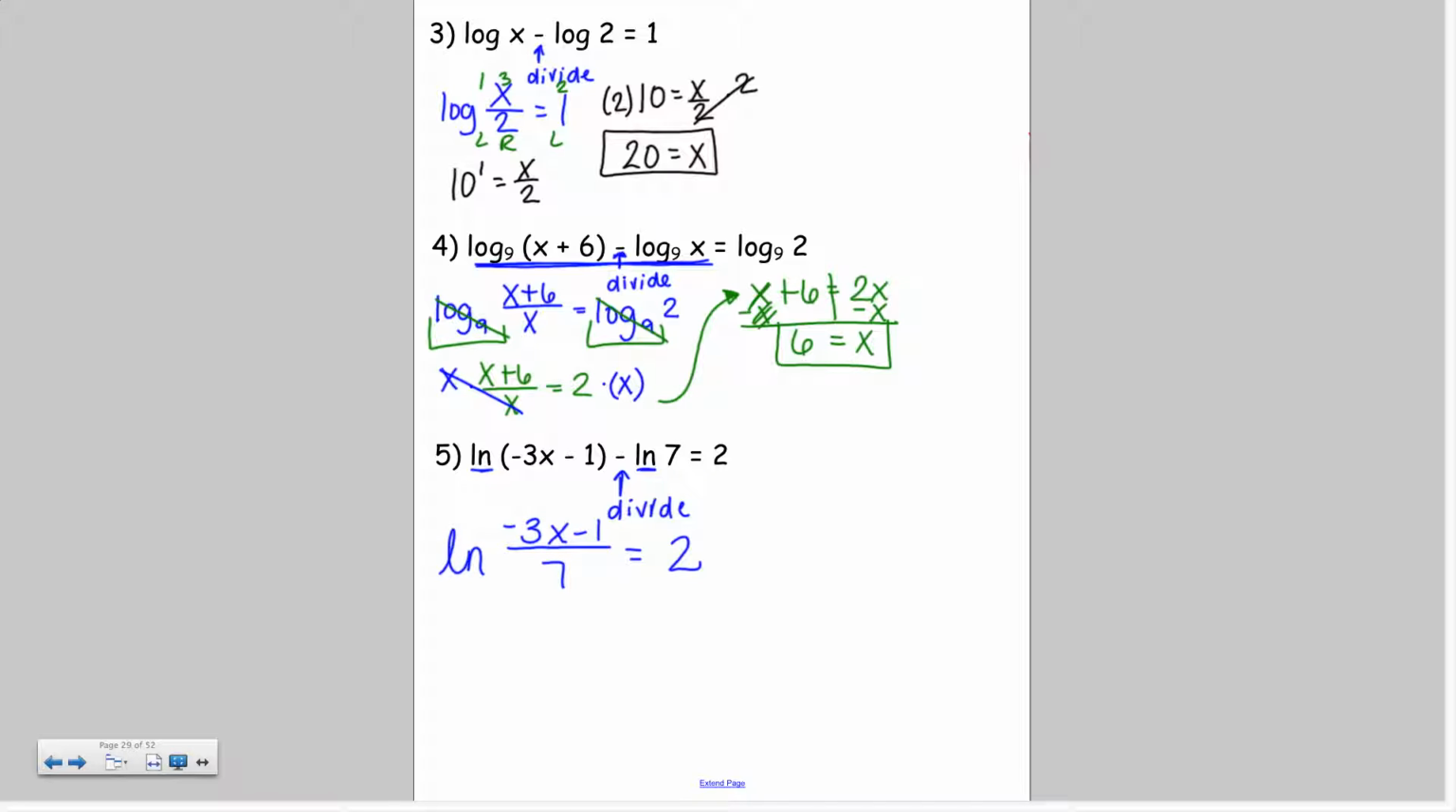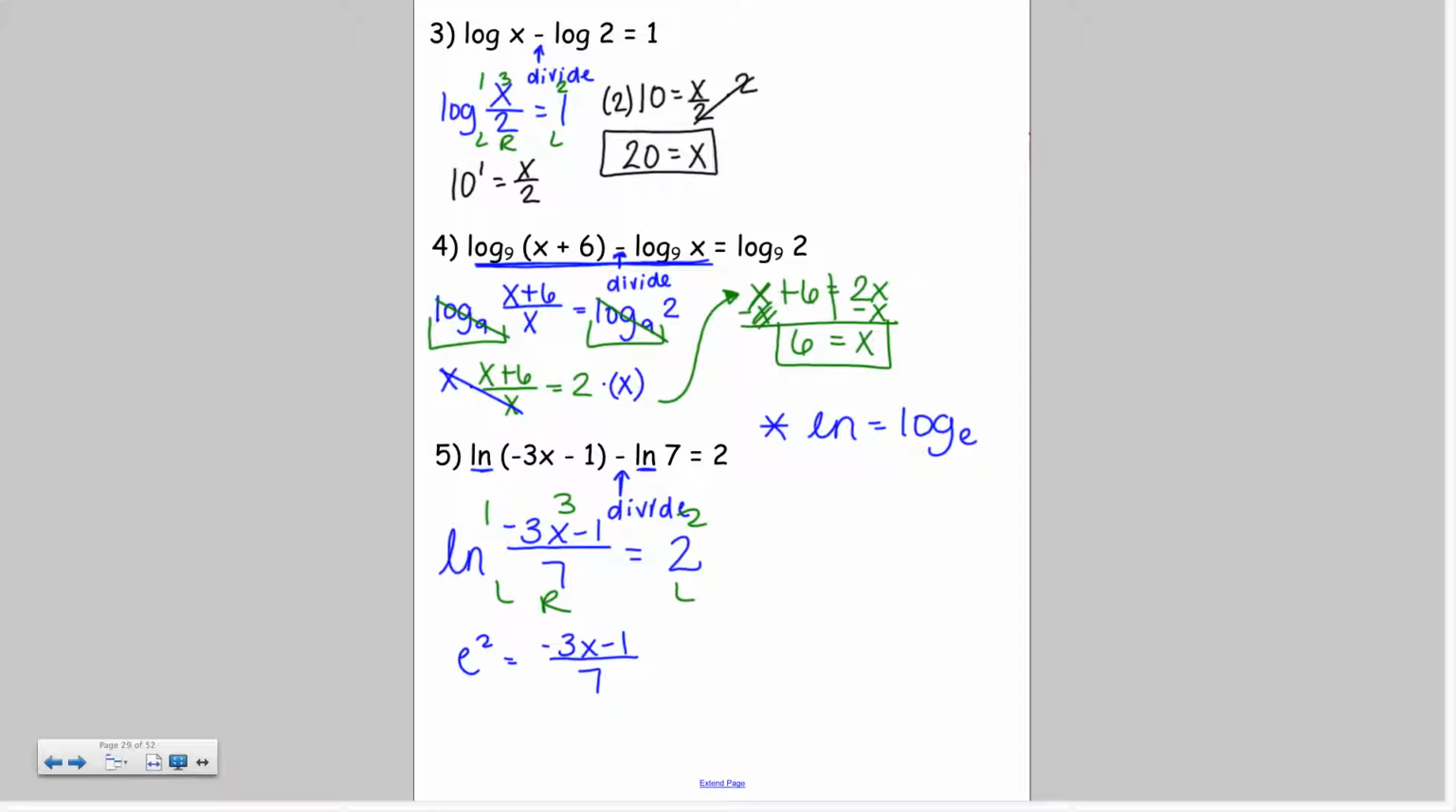Now remember, and I'm going to put the little note right here, LN is equal to the log base of E. So we know that that E is going to be our first left. So LRL, or 1, 3, 2. All right, so we have E squared is equal to negative 3x minus 1 over 7.